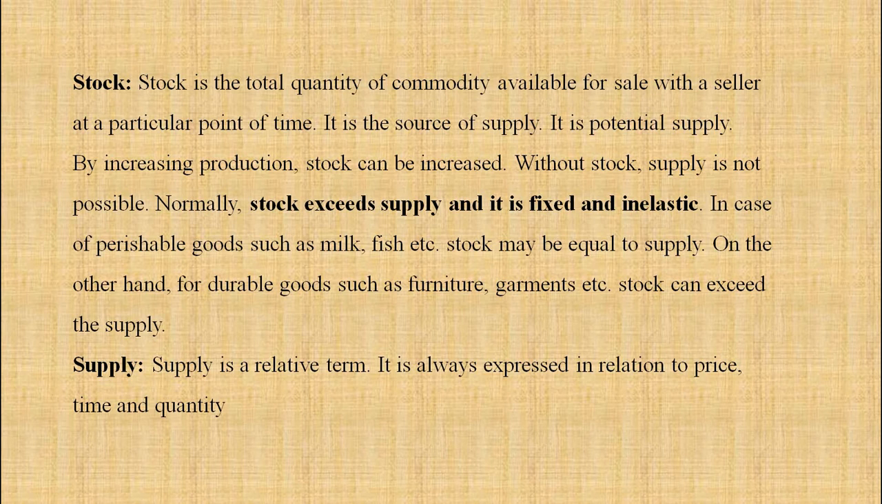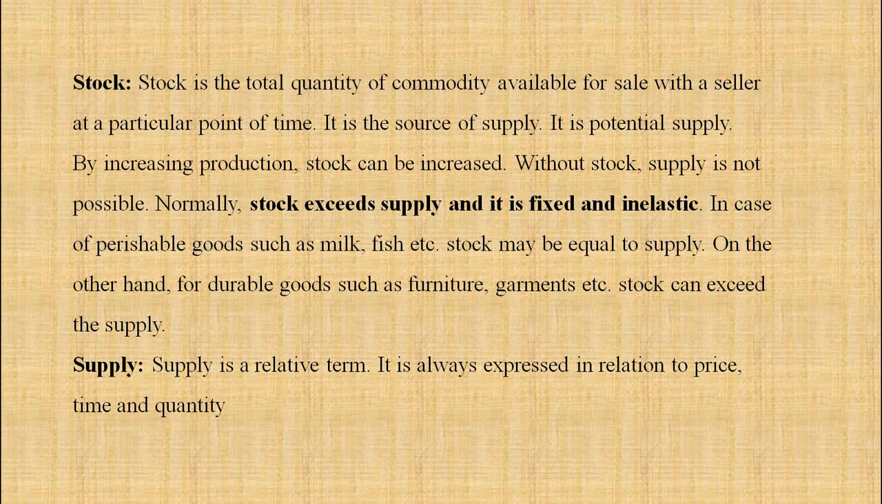For example, if the farmer is producing 1000 kilograms of rice, that is his stock, but that cannot be called supply. There is a difference, which we will understand. That 1000 is fixed. It is inelastic. But supply cannot be more than stock. He cannot supply 1001 kilograms of rice to someone, right? Because he has a stock of 1000 kilograms of rice. So stock exceeds supply and it is fixed and inelastic.